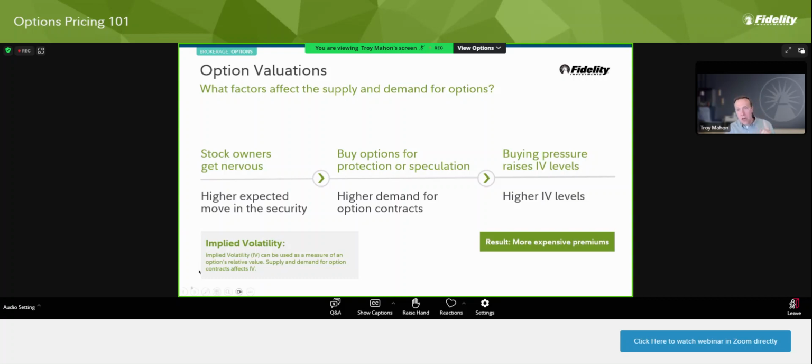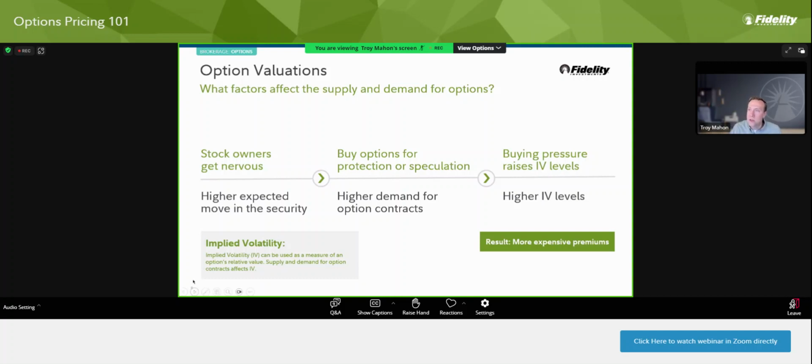So when option prices go up, we say implied volatility is going up. Implied volatility is a measure we use to gauge the supply and demand of an option. The higher the implied volatility, again, the market's expecting a greater movement between now and time to expiration.